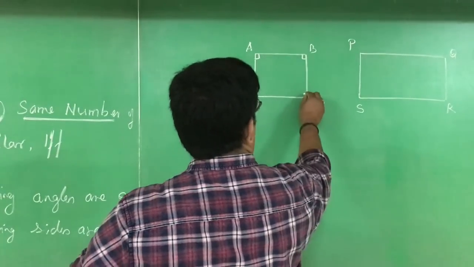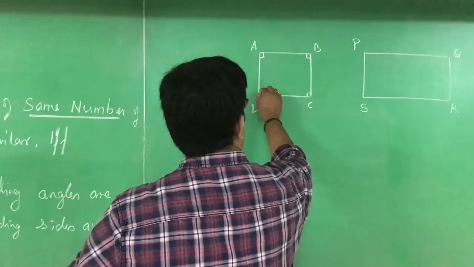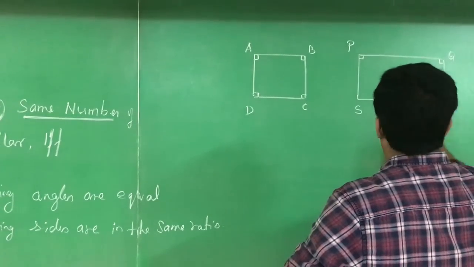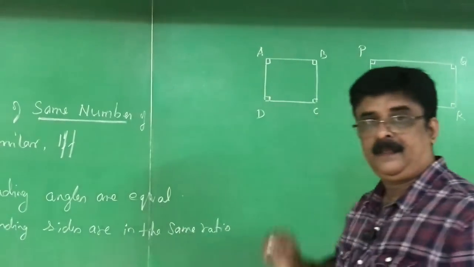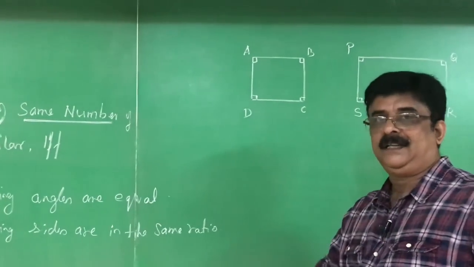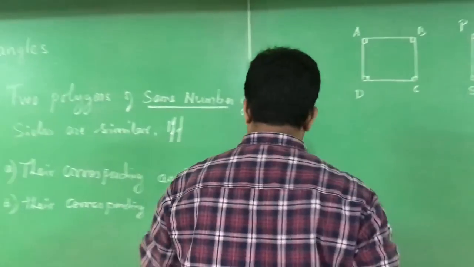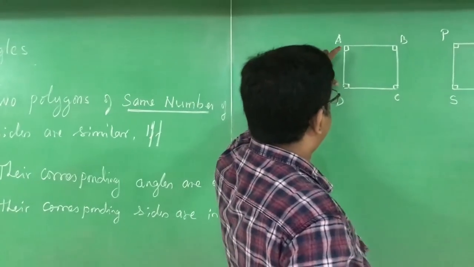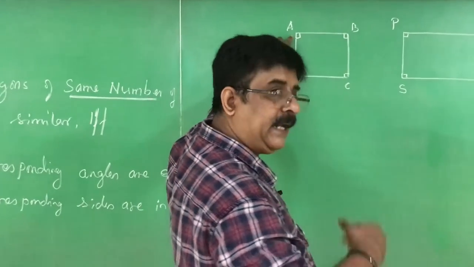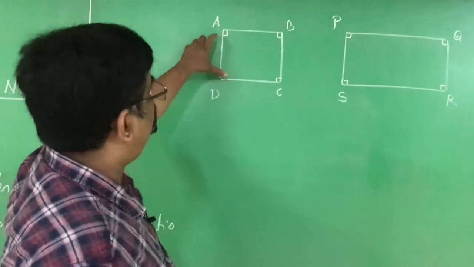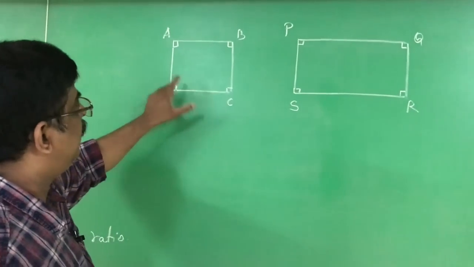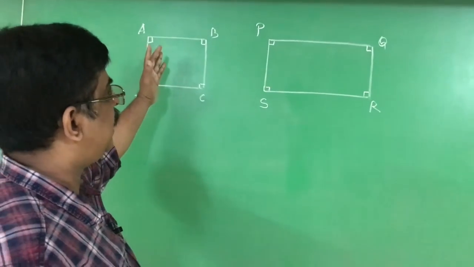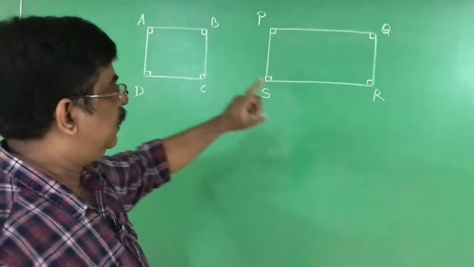See, all angles of a square are equal to 90 degrees. All angles of the rectangle are also 90 degrees. Second condition is also right. But what about the third condition? Third one is, their corresponding sides are in the same ratio. Means, see, the length of AD, if we make a ratio, here all sides are equal. Here all sides are not equal. Therefore, corresponding sides are not in the same ratio.